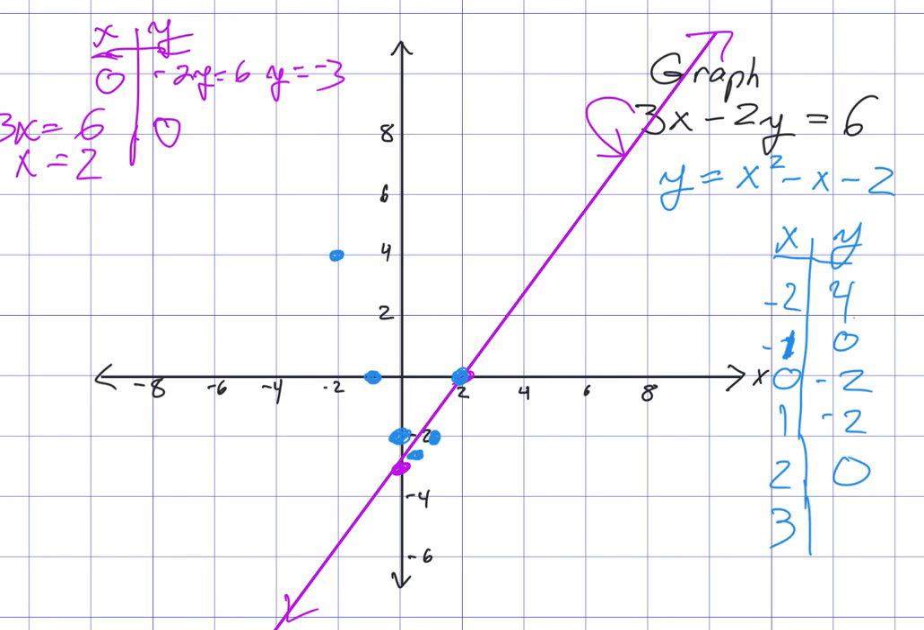9 minus 3 is 6, minus 2 is 4. And we have, if you remember this, a curved function called a parabola. But that's our quick little way of figuring out the solution, or figuring out how to graph that nonlinear equation.